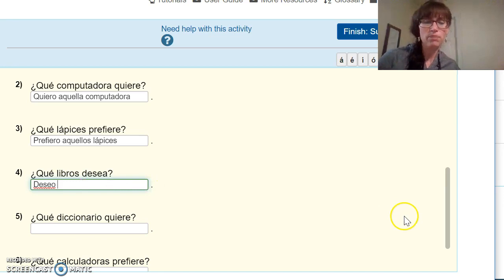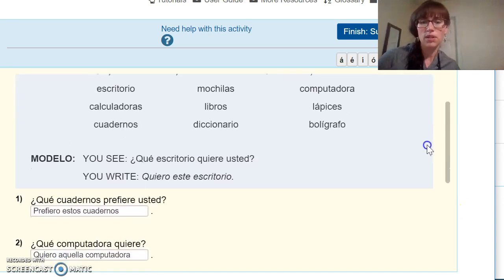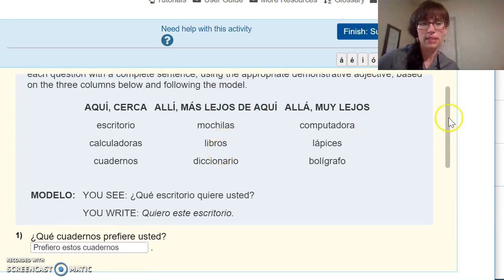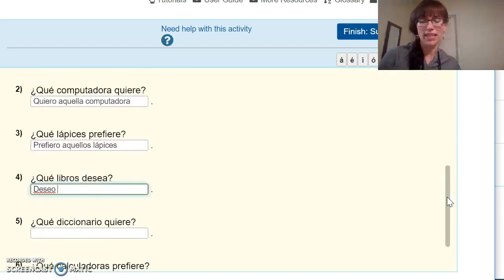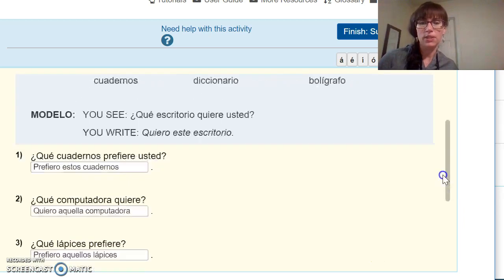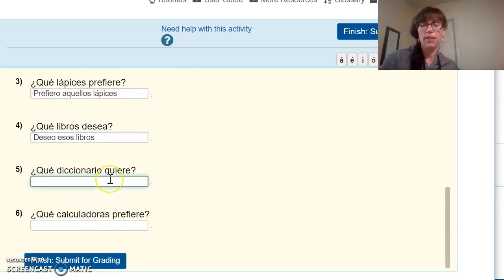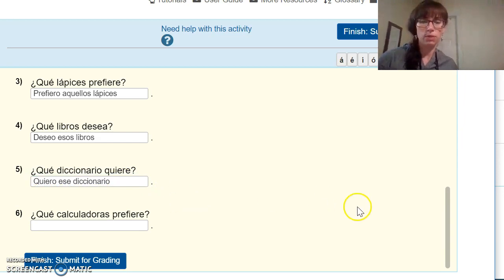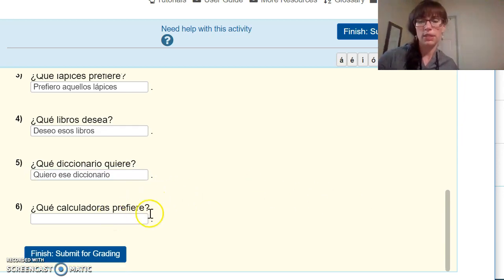I'm going to say deseo. And the libros were kind of in the middle distance. So the adjective we use there is ese. Quiero esos, using the plural form, libros. ¿Qué diccionario quiere? Diccionario is again kind of middle. So quiero ese diccionario. We're just going to use the singular masculine form there for the singular masculine noun diccionario.